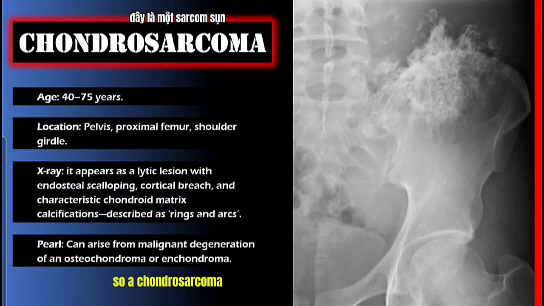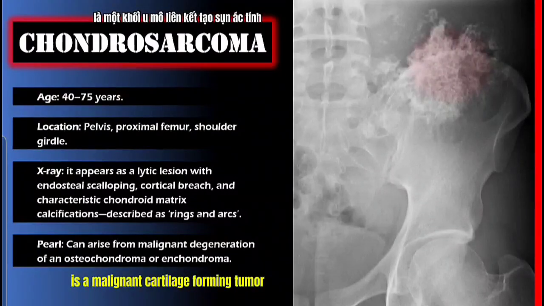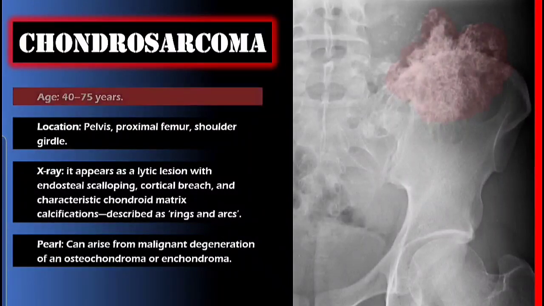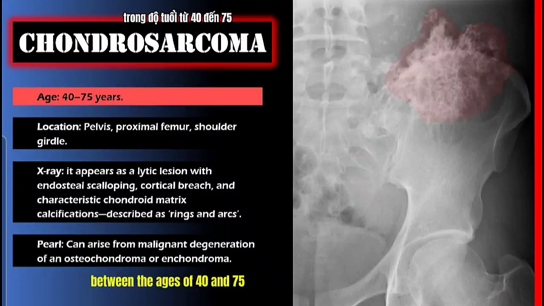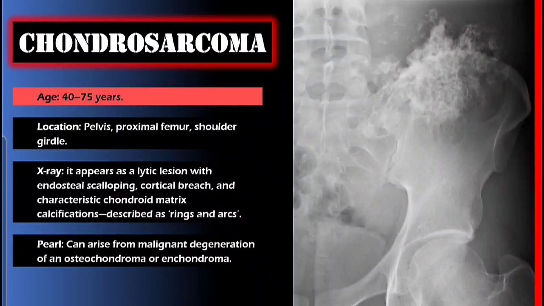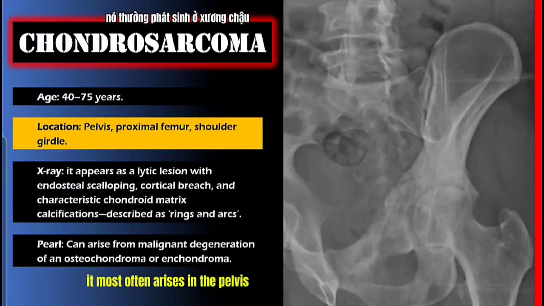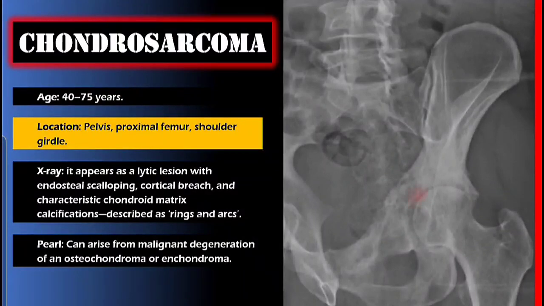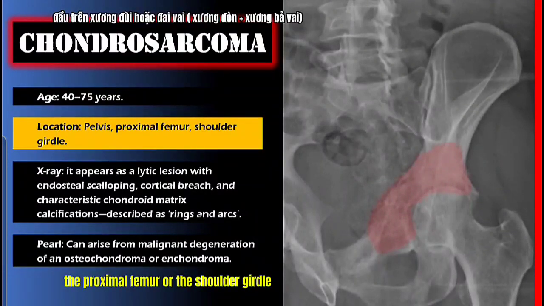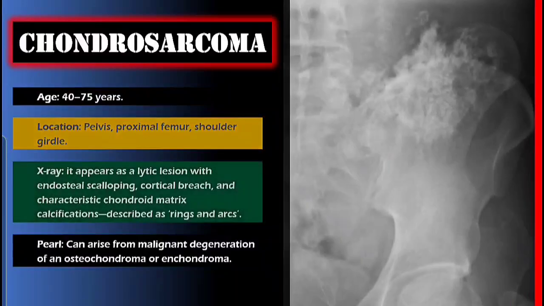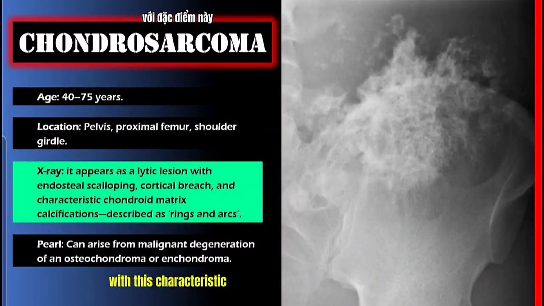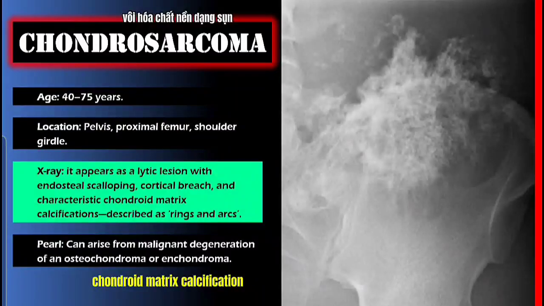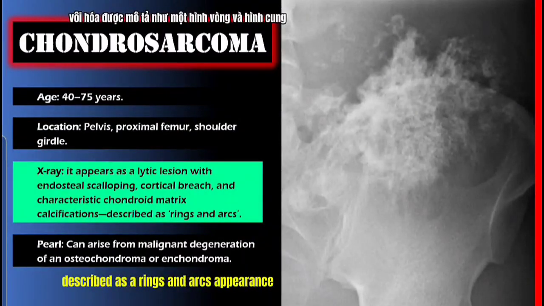So a chondrosarcoma is a malignant cartilage-forming tumor. These are most often seen in adults between the ages of 40 and 75. It most often arises in the pelvis, the proximal femur, or the shoulder girdle. On X-ray, it appears as a lytic lesion with this characteristic chondroid matrix calcification described as a rings and arcs appearance.